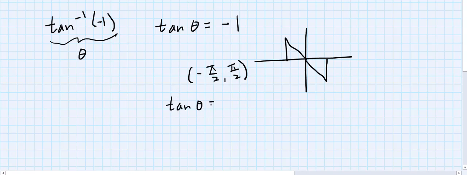Tangent theta, what theta is such that tangent theta equals 1? Well, that's when theta is pi over 4. So again, we ignore the second quadrant because tangent theta has to be negative. The reference angle will be pi over 4, but then the angle that we're looking for will be negative pi over 4.